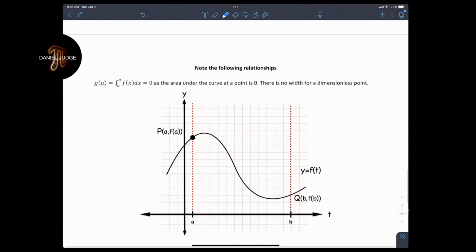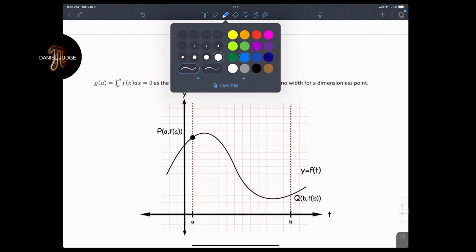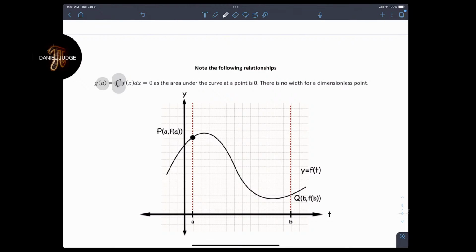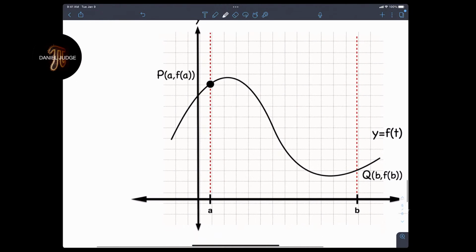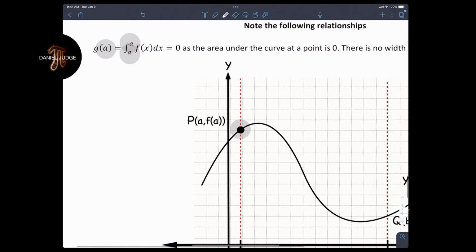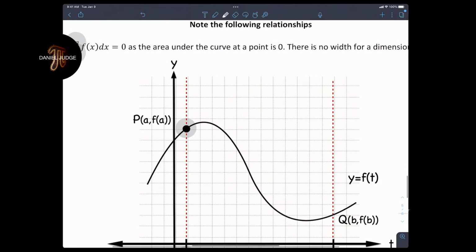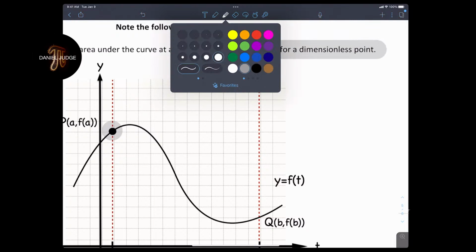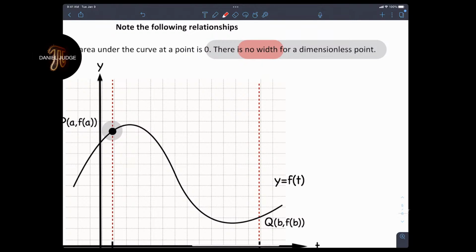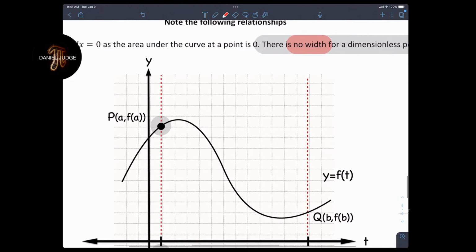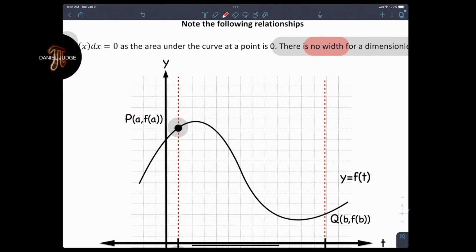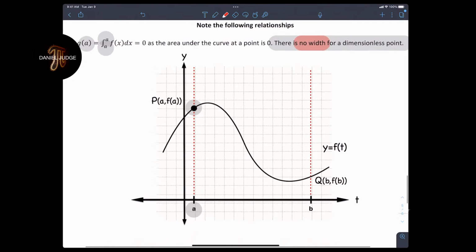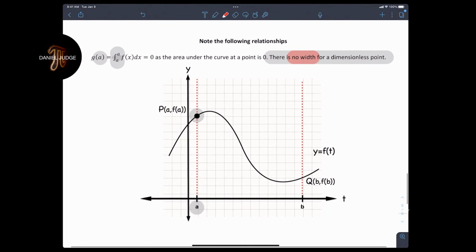Now, if I look at g of a, if I use my definition of g, and I plug in the value a, what you're seeing here now, ladies and gentlemen, is the area under a point. Because the lower limit is a, and the upper limit is a. So if I just use that definition and I ask, well, what is this area? Well, the area under the curve at a point is 0. It's negligible because there is no width for a dimensionless point. Now, what they mean by dimensionless is simply that there's no width. There's no approximating rectangle. You have a length, but you don't have a width. The width is 0. And so if the width is 0 there, then the area is 0. It's negligible. So the area under a curve at a point is actually 0. And this is what we're referring to in this picture. And that's going to be important for us.